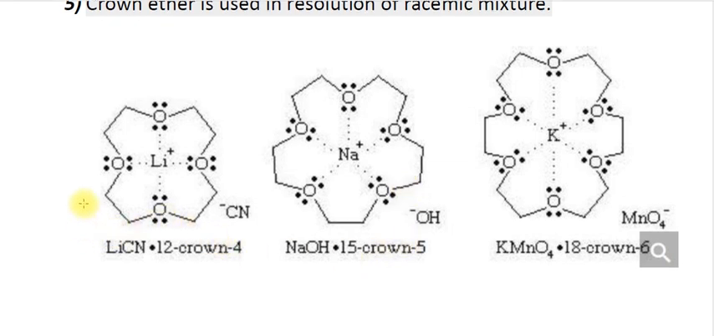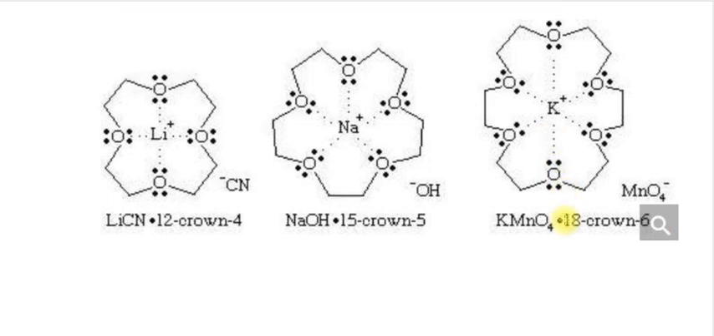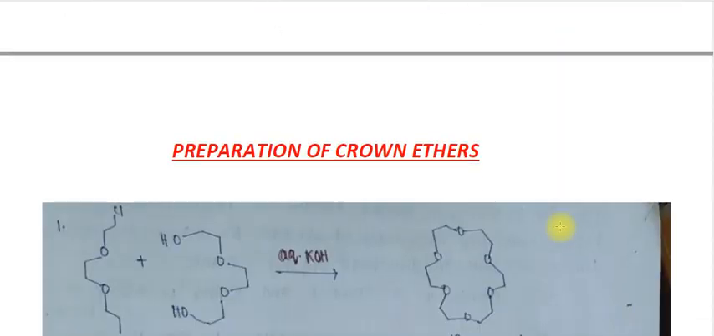I have given other diagrams of 12 crown 4, which can bind with lithium. Here it is lithium cyanide, and lithium binds here. That means this is the host guest relation. 15 crown 5 with Na+ is trapped or bound by the 15 crown 5, and that is the host guest relation. Here also the host guest relation. The 18 crown 6 can bind with the potassium, which is seen in potassium permanganate.